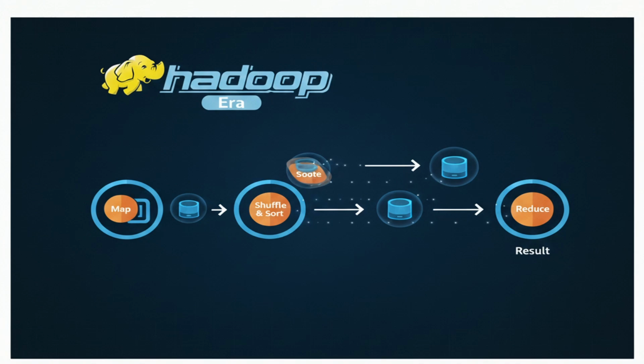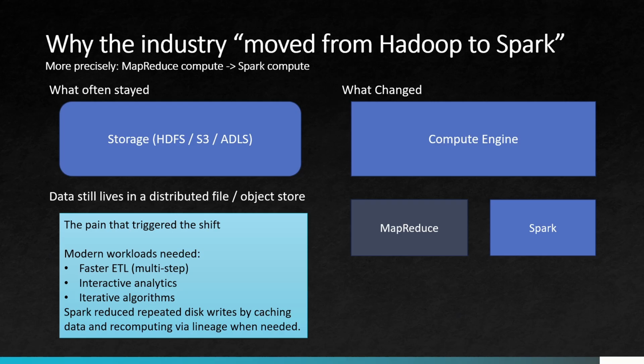Here's what happened in real life. You didn't run one MapReduce job, you ran many jobs in a chain. Job 1 writes outputs to HDFS, job 2 reads it again, writes again, reads again. That disk input output becomes the bottleneck.